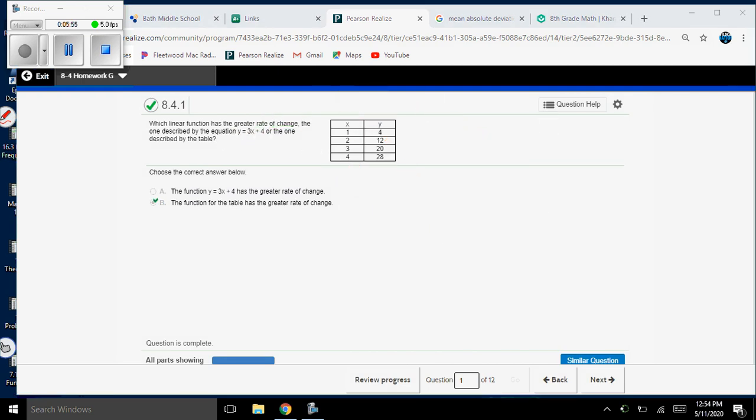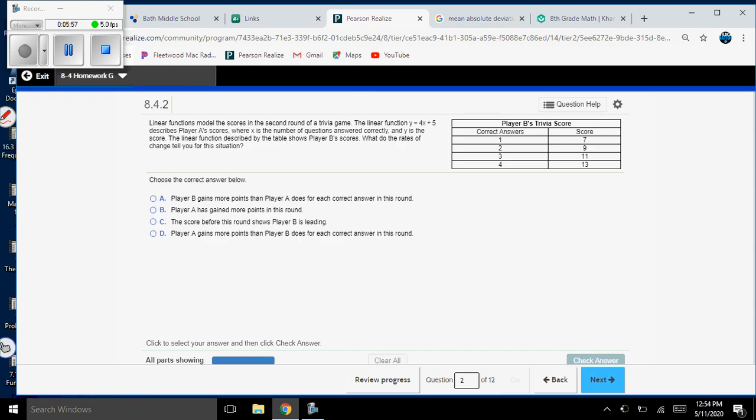Move on to problem number 2. On problem 2, the linear functions model the score in the second round. The function here is 4x + 5. So the rate of change here is going to be 4.